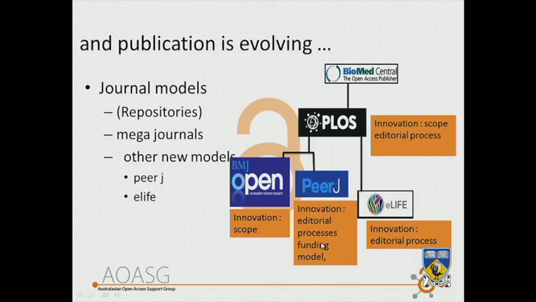At PeerJ, there are a number of different innovations, including in the editorial processes. For example, they have a preprint server that you can use. The peer review can be open or closed. As an author, you can choose to have your peer reviews published with your paper or not. And they have a funding model which is rather different from others. At eLife, again, they have another innovation in the editorial process.